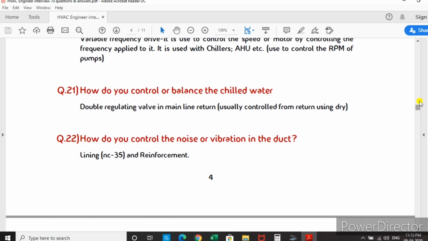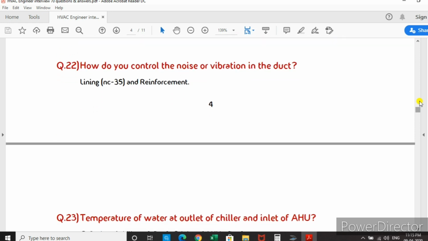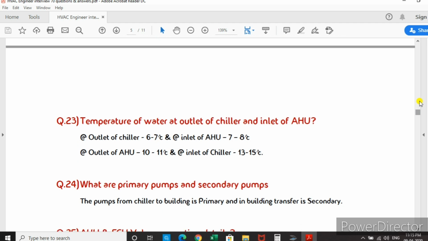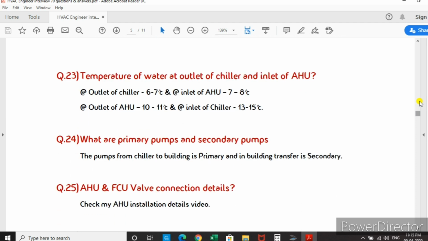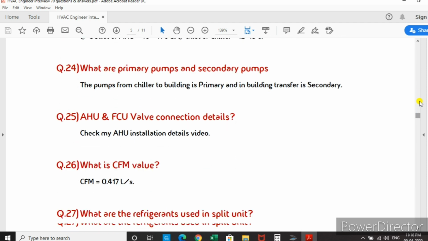Q. How do you control the noise or vibration in the duct? Lining, NC35, and reinforcement. Q. Temperature of water at outlet of chiller and inlet of AHU. At outlet of chiller 6-7 degrees C and at inlet of AHU 7-8 degrees C. At outlet of AHU 10-11 degrees C and at inlet of chiller 13-15 degrees C.